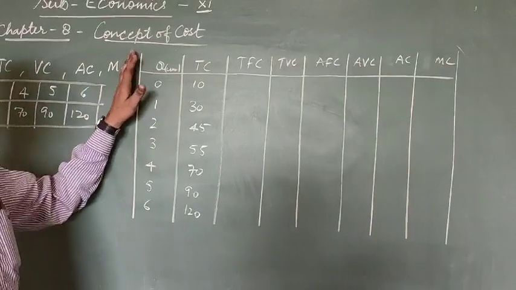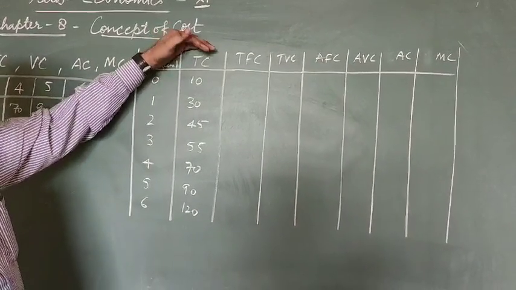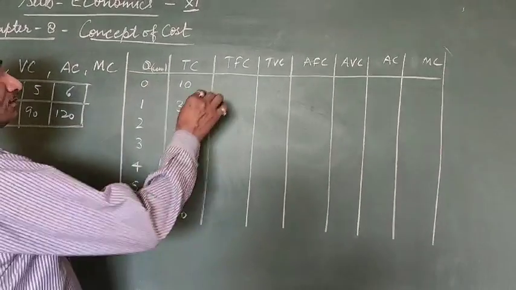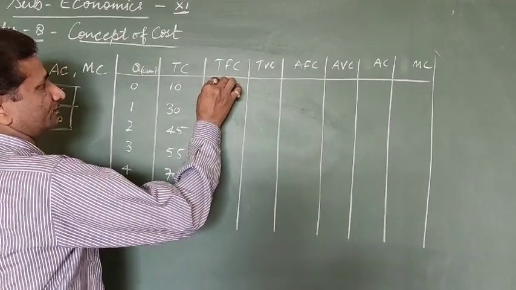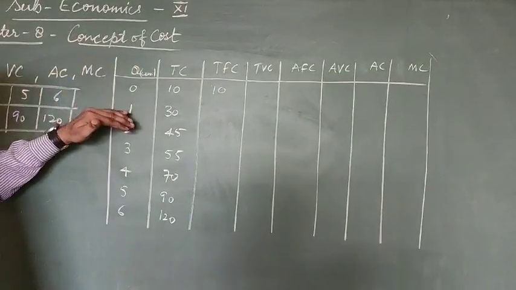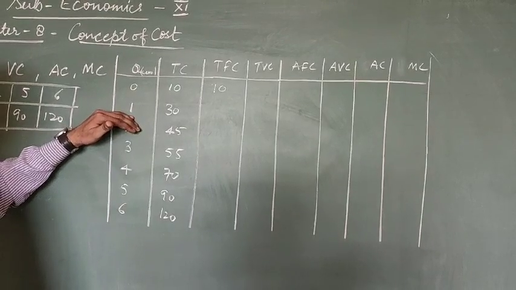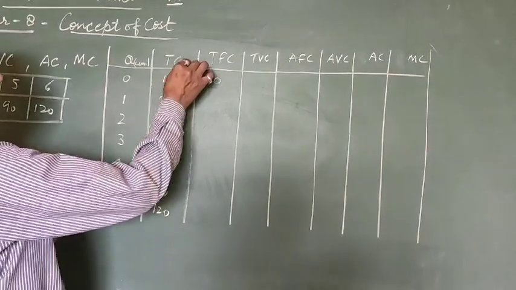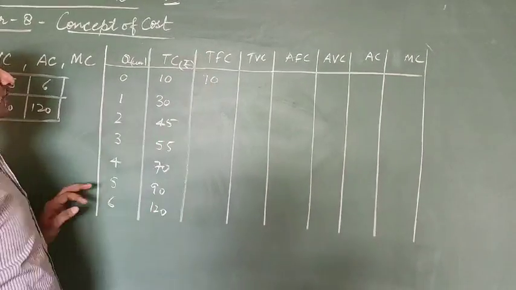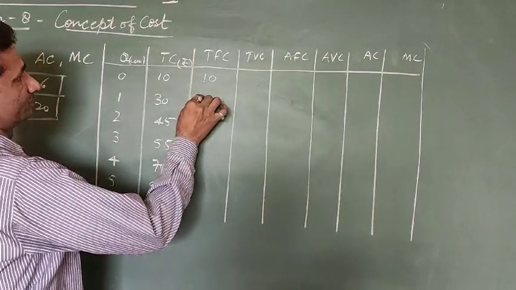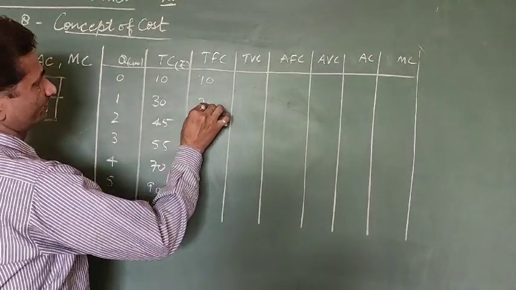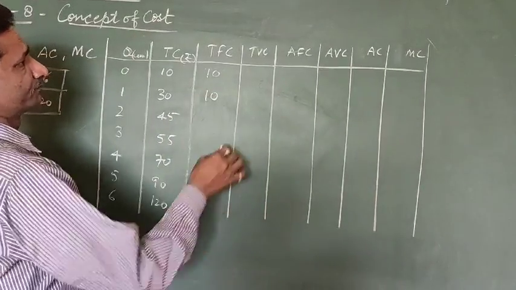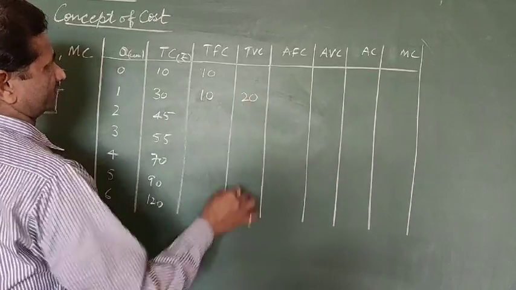It means that when the production is 0, still total cost is 10. So it can be understood that total fixed cost is 10. When production is 1 unit, total cost increases to 30 rupees, then there is an increment of 20. Total fixed cost is 10 and total variable cost is 20.